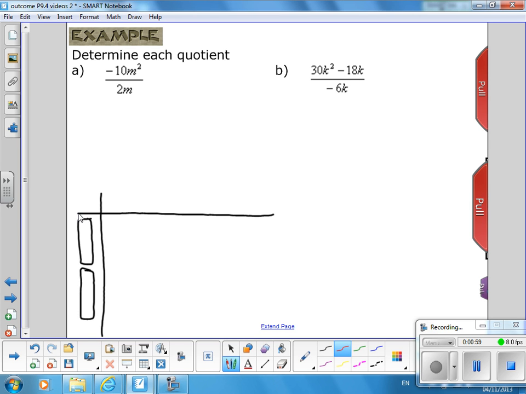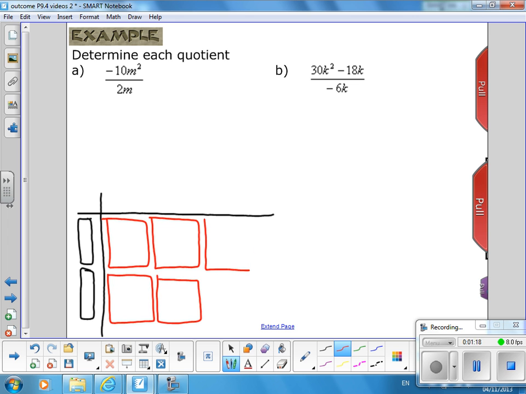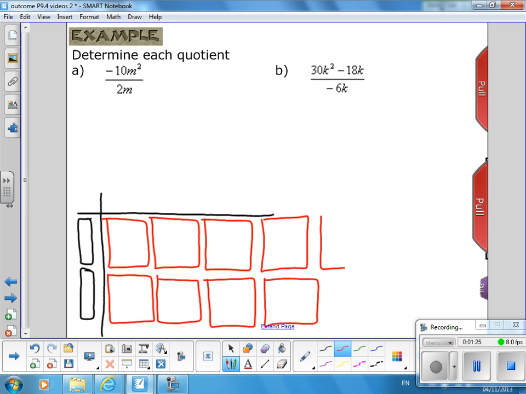So since we've set up 2m on the left-hand side, we can only run 2 rows in our chart here. So what we have to do is somehow fit 10m squared tiles evenly in 2 rows. So there's 6, 7, 8, 9, 10. So there is our 10m squared tiles.